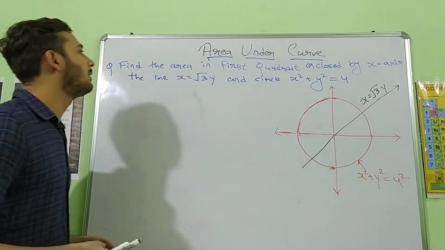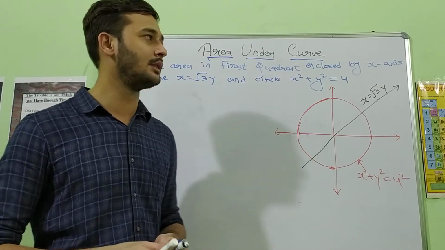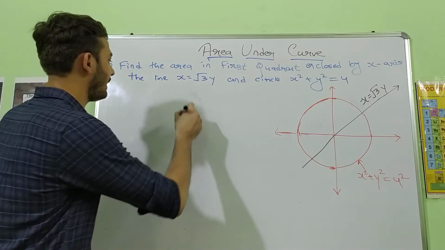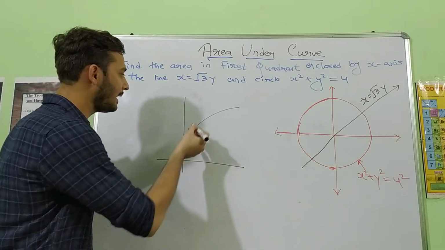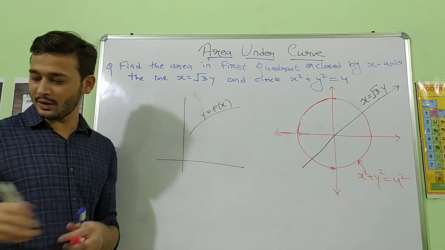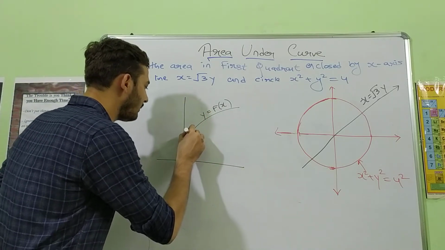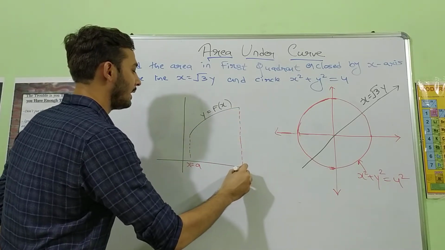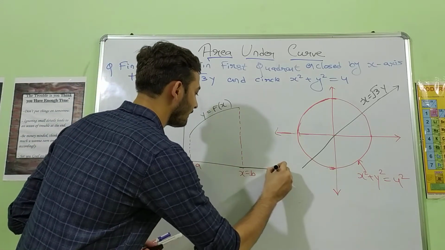Let's see some questions based on application of integrals, that is finding area under the curve. Now, if we are given any random curve, and we are asked to find its area, we know the equation of it, it's y equal to f of x, and we are required to find the area between the point x equal to a and x equal to b. And a very simple concept is there.